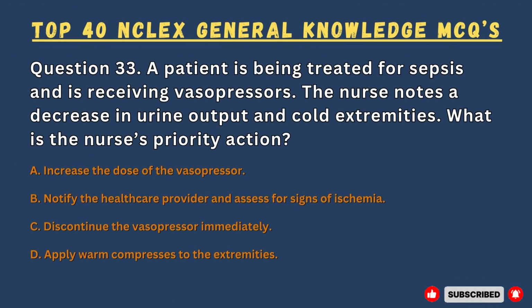Question 33. A patient is being treated for sepsis and is receiving vasopressors. The nurse notes a decrease in urine output and cold extremities. What is the nurse's priority action? A. Increase the dose of the vasopressor. B. Notify the healthcare provider and assess for signs of ischemia. C. Discontinue the vasopressor immediately. D. Apply warm compresses to the extremities.